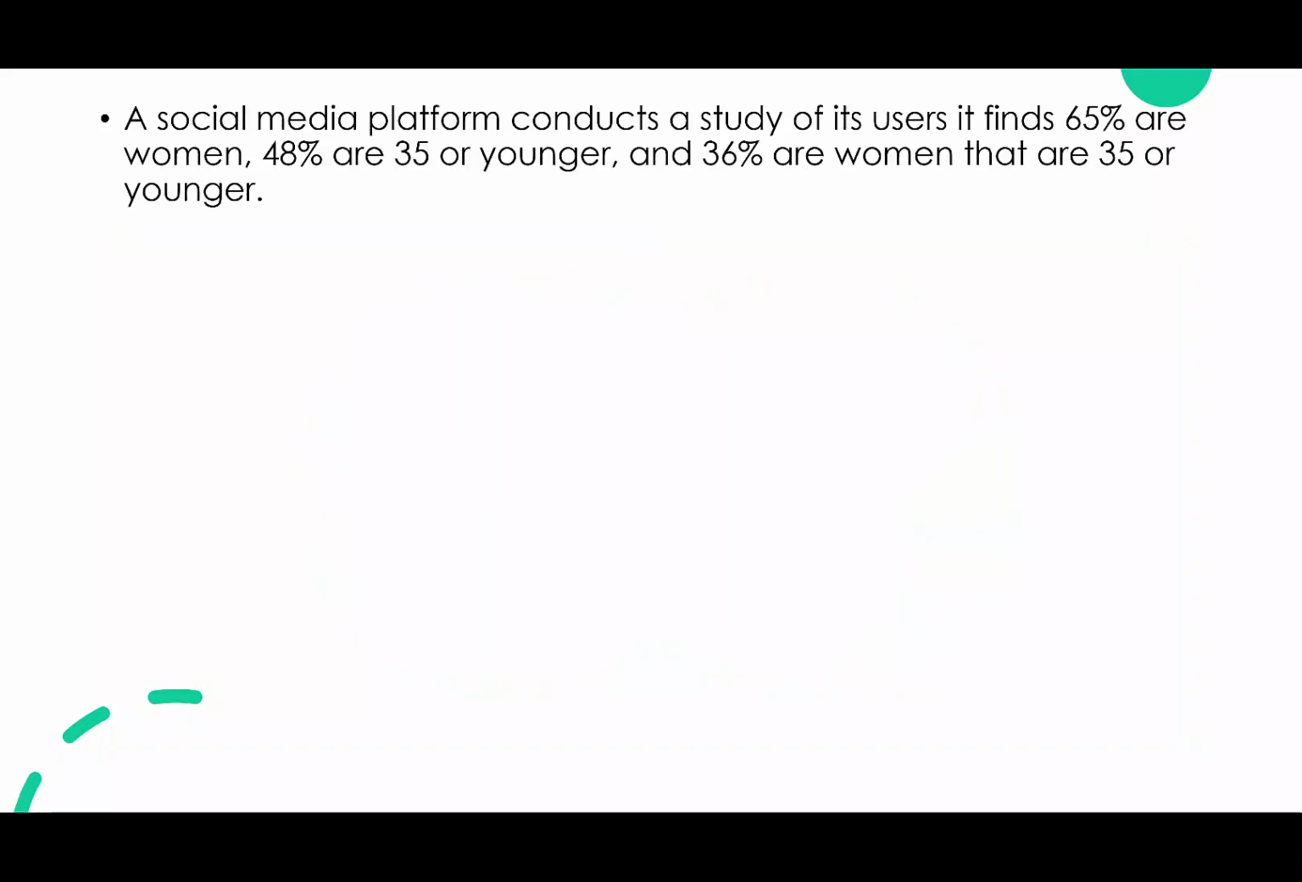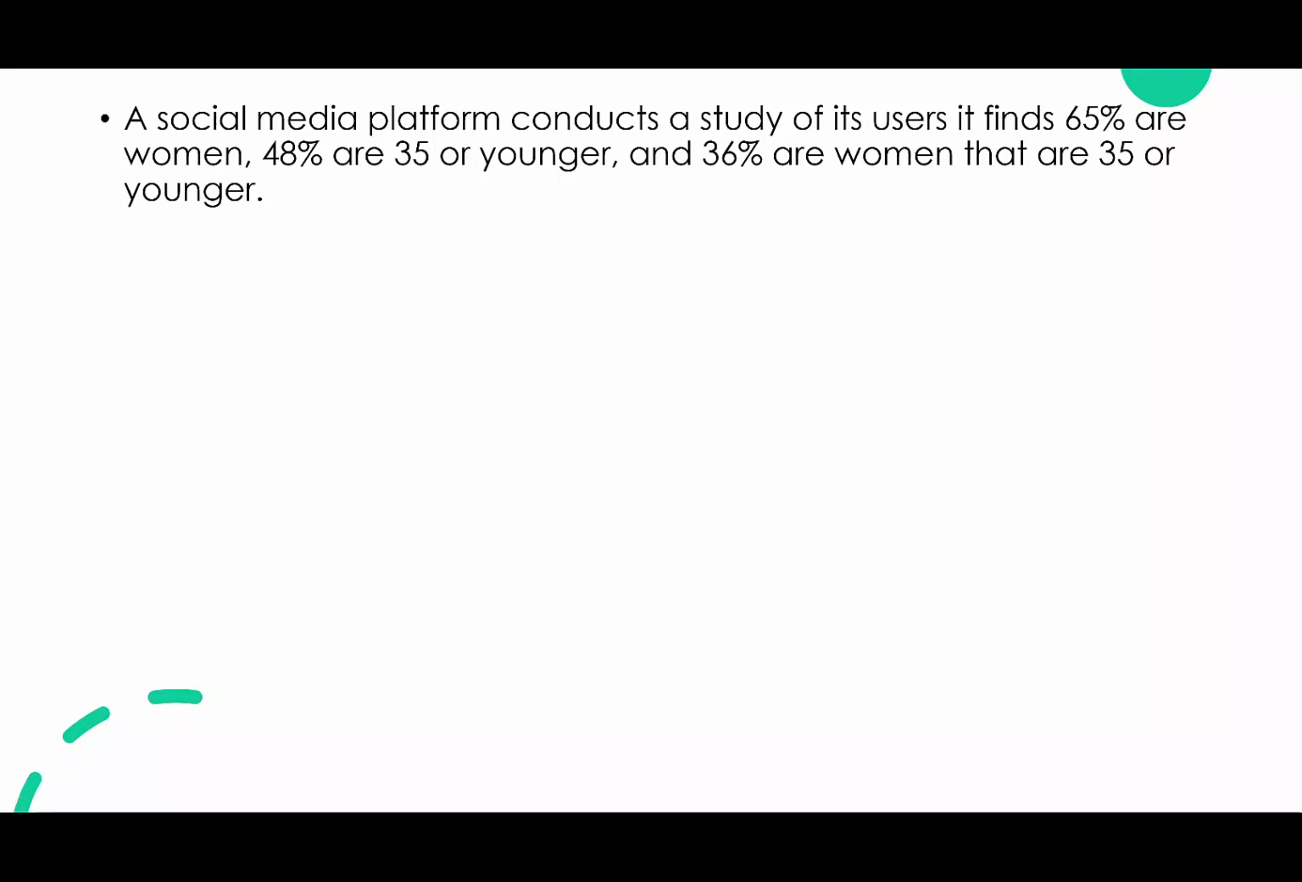Let's try this example. A social media platform conducts a study of its users. It finds 65% are women, 48% are 35 or younger, and 36% are women that are 35 or younger. The first thing you should notice is that 65%, 48%, and 36% together adds up to more than 100. So we do have overlap in our events.